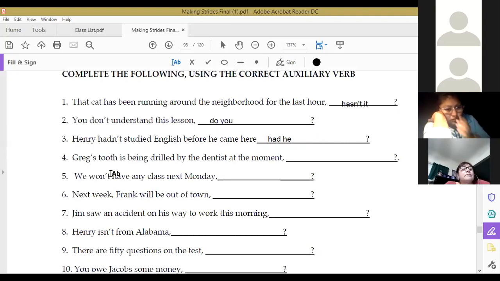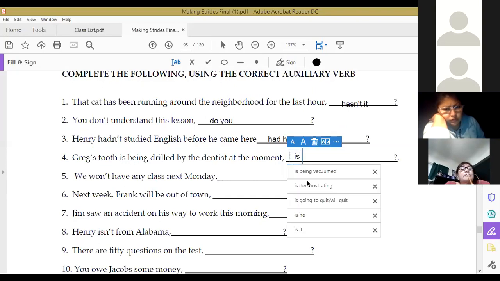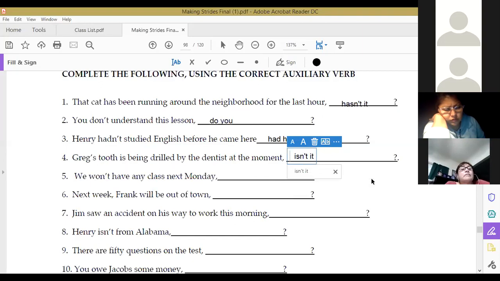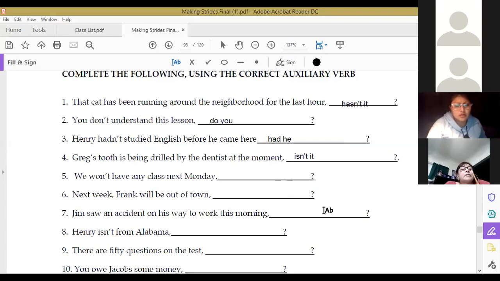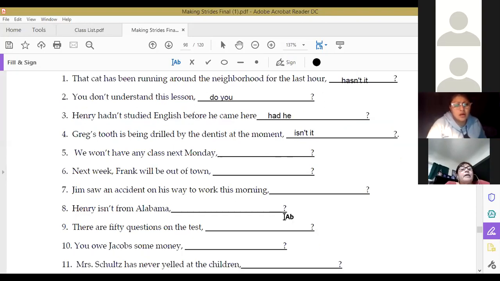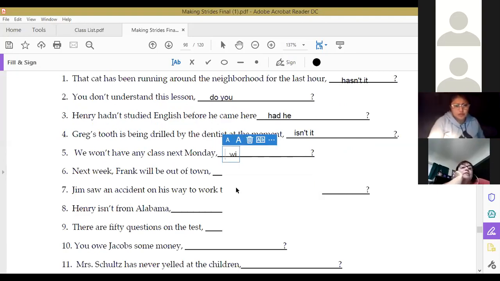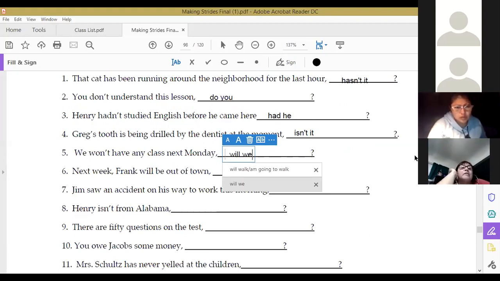All right. The next one says Greg's tooth is being drilled by the dentist at the moment. The tooth is. Isn't it? Exactly. Is, isn't. All right. Number 5. We won't have any class next Monday. Will we? We won't, will we?